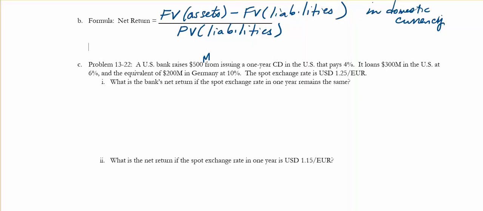Now it's going to take $300 million of that and lend it in the United States at 6%, and then lend out the equivalent of $200 million of those deposits in Germany at 10%. The spot exchange rate is 1.25 euros.